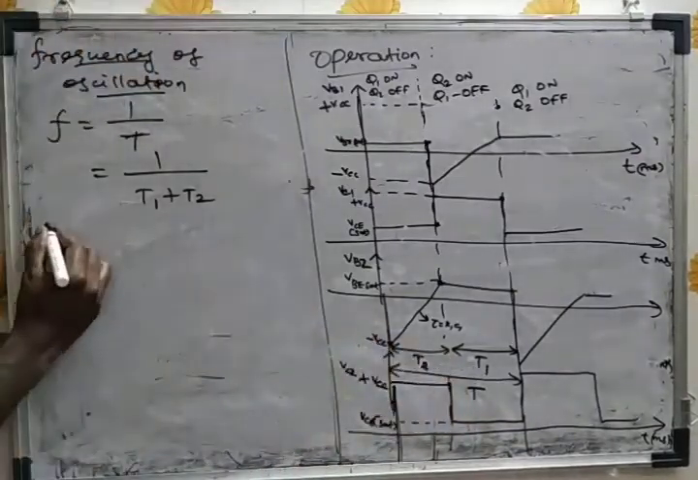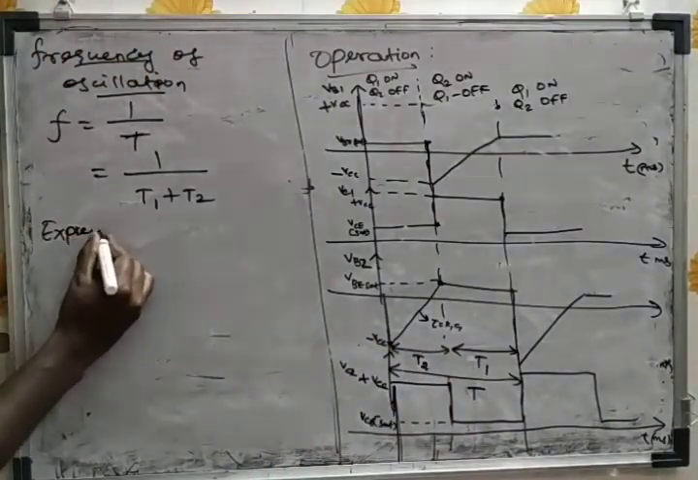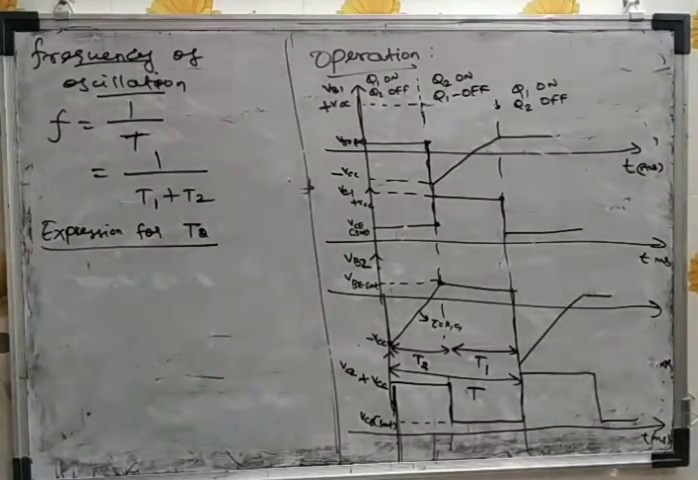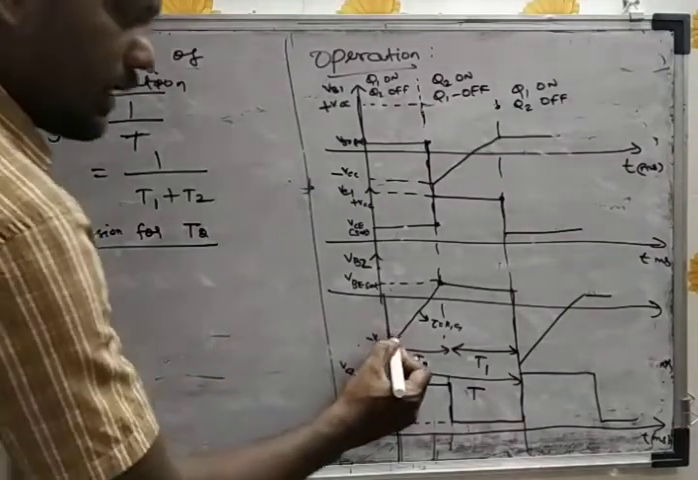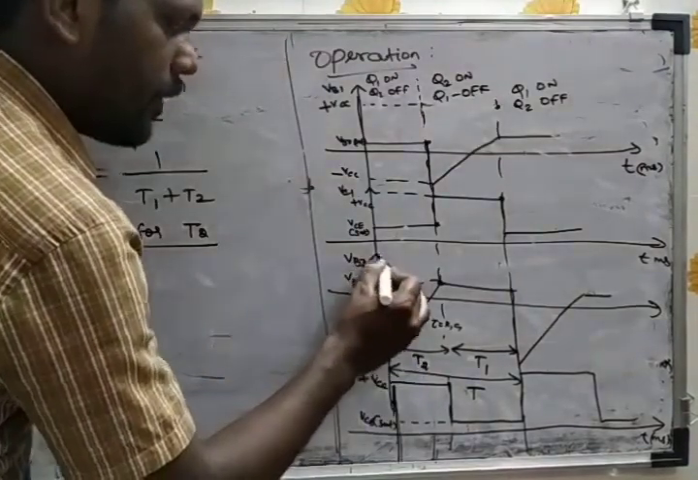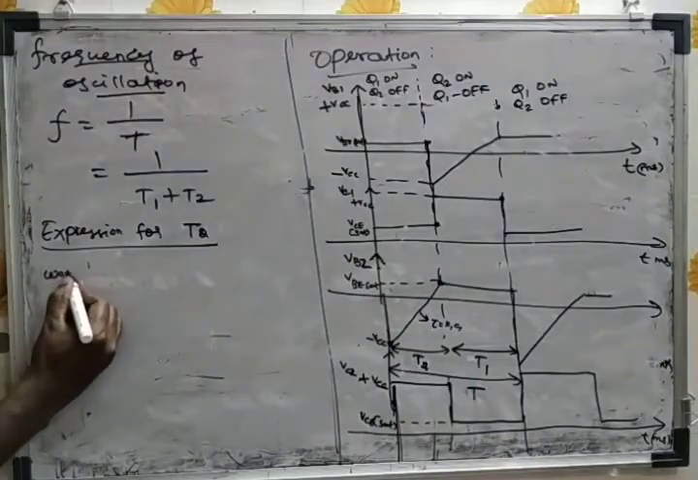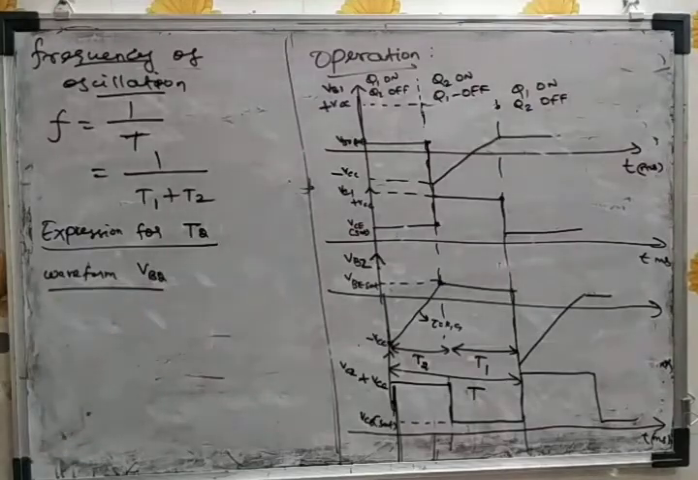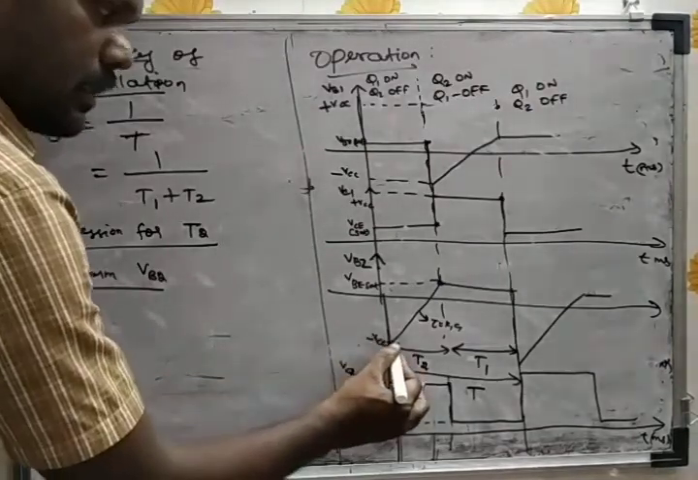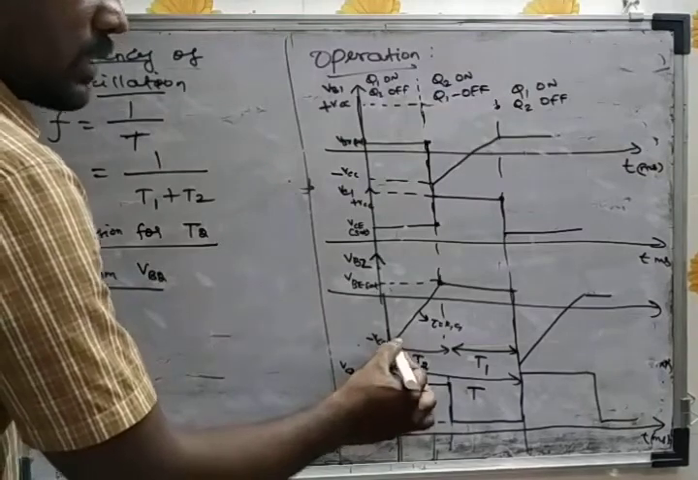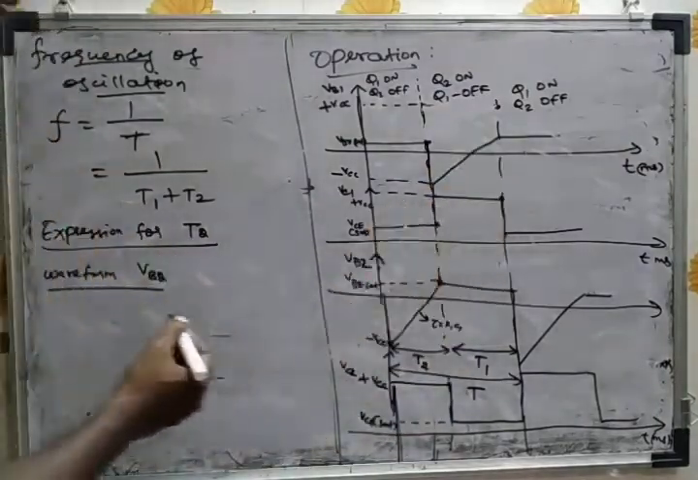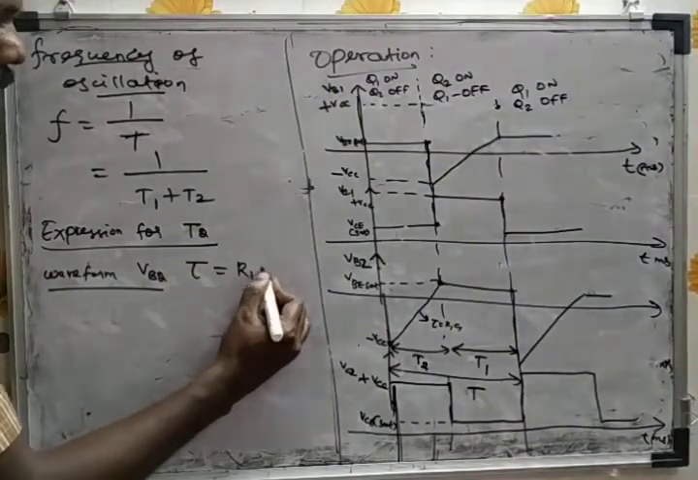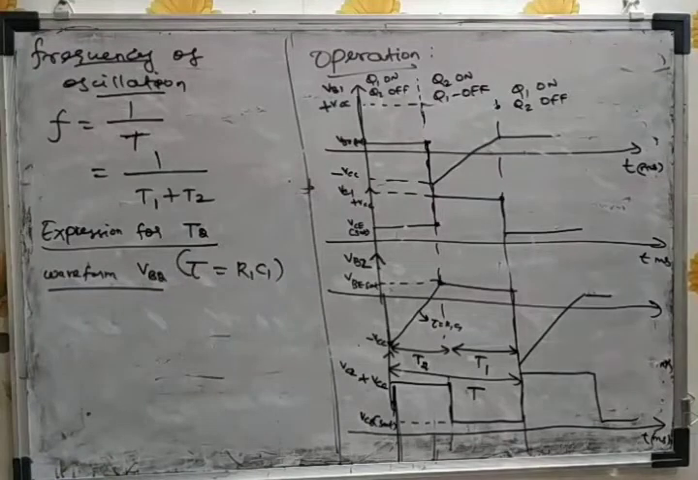T2. So the expression for T2. So you see the waveform VB2. So capacitance C1 is charging towards the value of plus VCC, with the time constant tau equal to R1 C1.